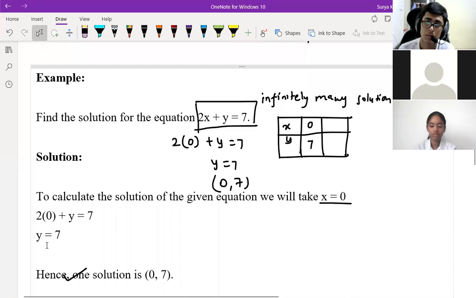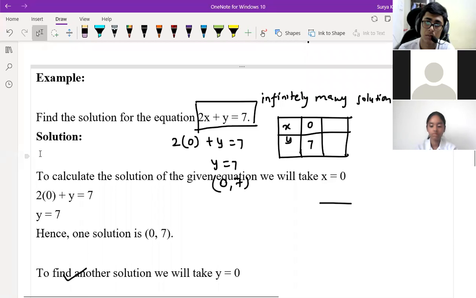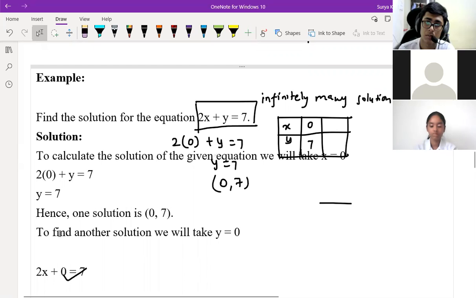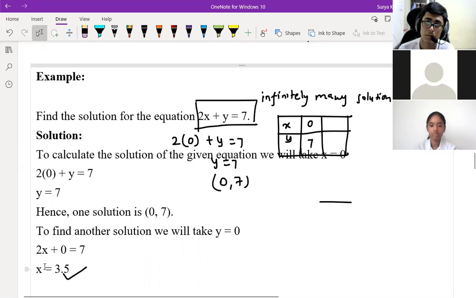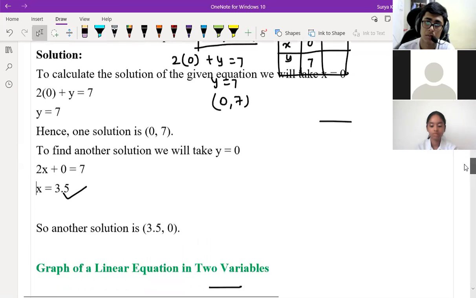Sir, how do you represent decimal numbers on the graph? 3.5, you can't take between 3 and 4. Sir, can we represent it anywhere between? Not anywhere between. You can count, no? There are 10 partitions between 3 and 4, so you count to the fifth partition. The fifth partition is 3.5.